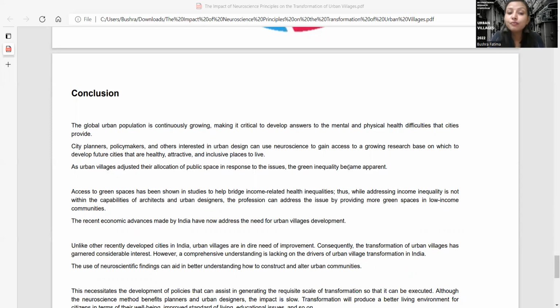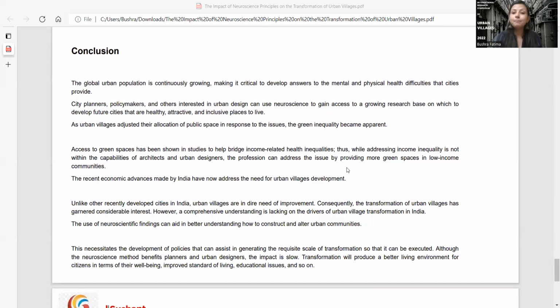So the use of neuroscientific findings can aid in better understanding how to construct and alter urban communities, the necessities, and the development of policies that can assist in generating the requisite scale of transformation so that it can be executed. Although the neuroscience method benefits planners and urban designers, the impact is slow. The transformation will produce a better living environment for citizens in terms of well-being, improved standard of living, and educational issues, and so on.